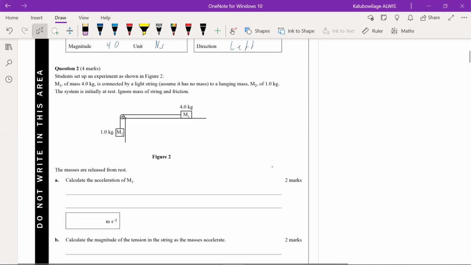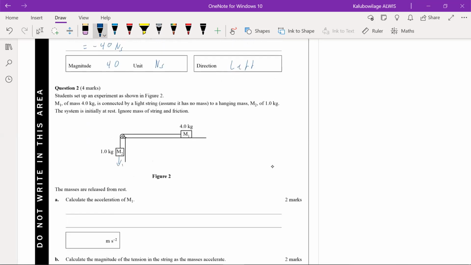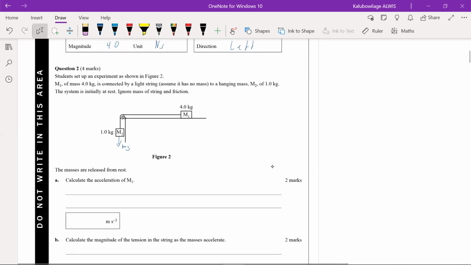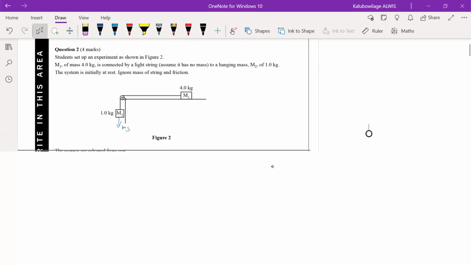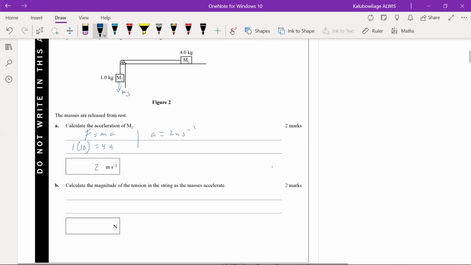Students set up an experiment, mass of 4 kilograms and mass of 1 kilogram, initially at rest. Calculate the acceleration. So the force acting on it is mg, and we need to find the acceleration of m1. So we just use F equals ma, and the net force should be 1 times 10 for gravitational, over 4, to find the acceleration. Acceleration comes down to 2 meters per second squared.